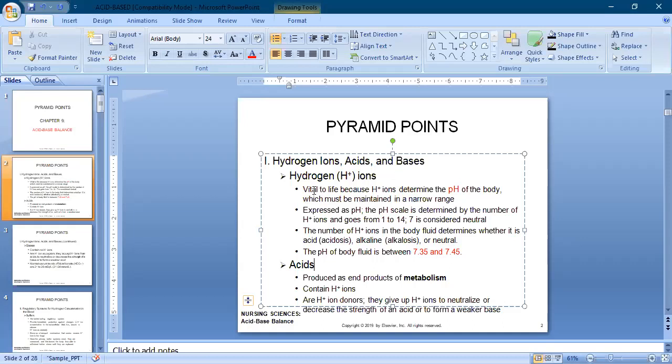So hydrogen ion concentration, actually, the definition of pH means it is the hydrogen ion concentration in the solution. So I'm going to read it for you. Expressed as a pH, the pH scale is determined by the number of hydrogen ions and goes from 1 to 14, and 7 is considered neutral. 7 is the neutral, so the range is 7.35 to 7.45. The number of hydrogen ions in the body fluid determines whether it is acidic or alkaline, acidosis or alkalosis.